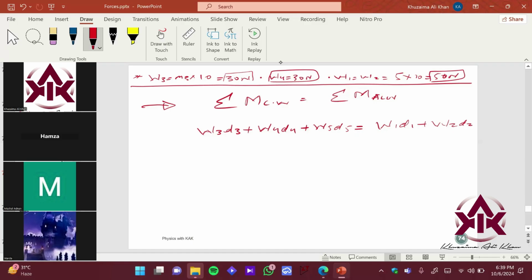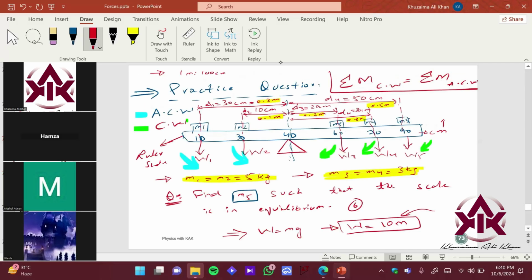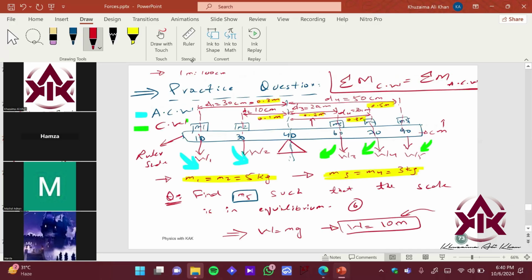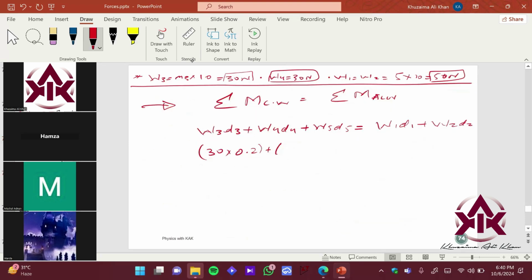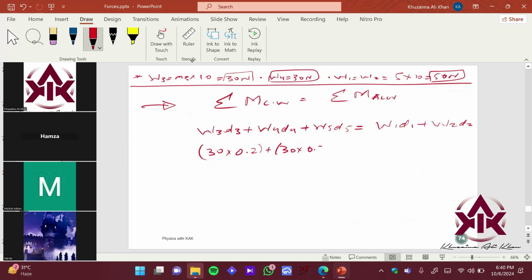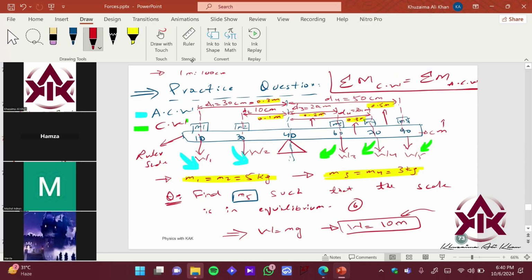So W3 you know is 30. And what is distance 3 over here? That is this, 0.2. 30 times 0.2 plus W4. What is W4? W4 is same as W3, that is 30. And what is distance 4 over here? It is 0.3 meter. Let's keep W5 as unknown. What is distance 5? It is 0.5 meter.